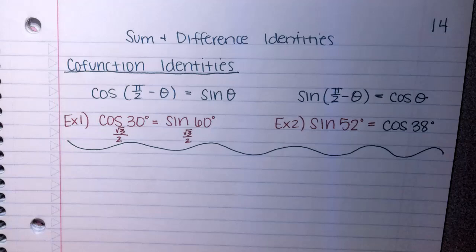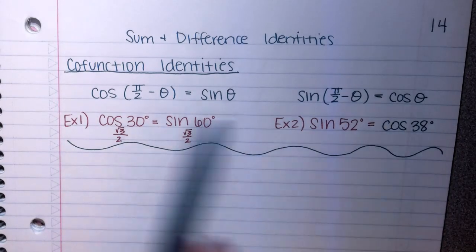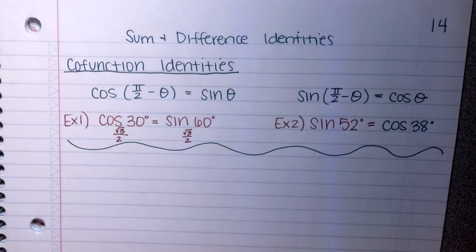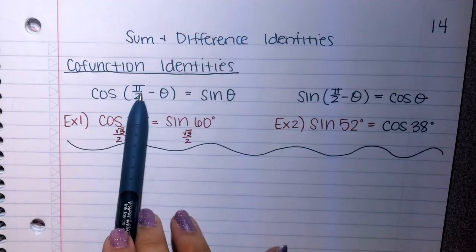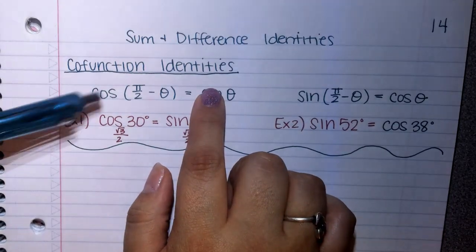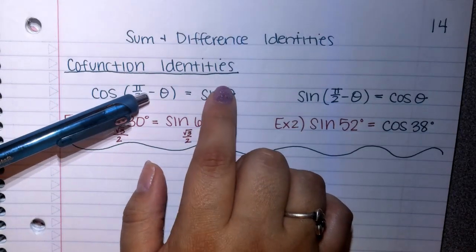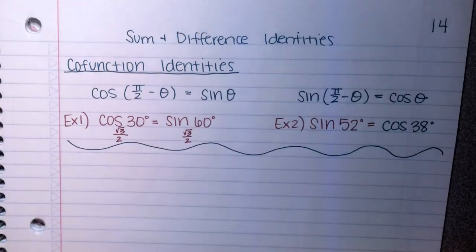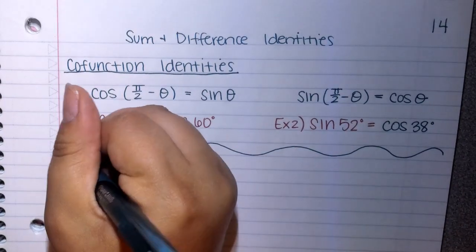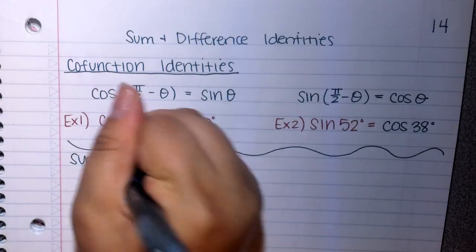That is going to be on quiz A. Knowing these identities will be on quiz A. So the question will be like, what's the cosine of pi over 2 minus theta? It equals, and your answer would just be sine of theta. Okay? All right. Next thing we are doing is sum and difference.